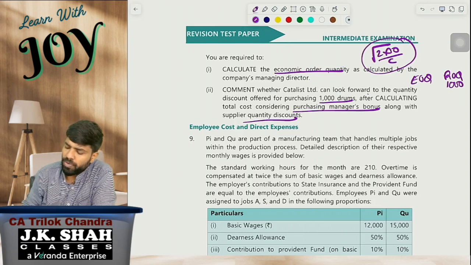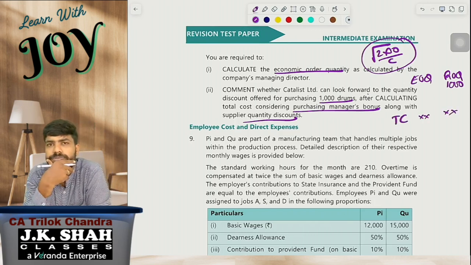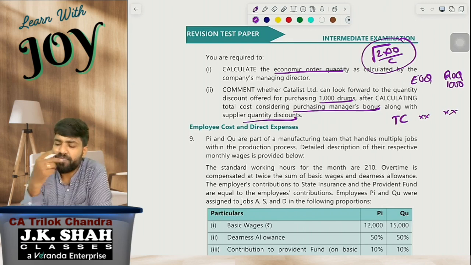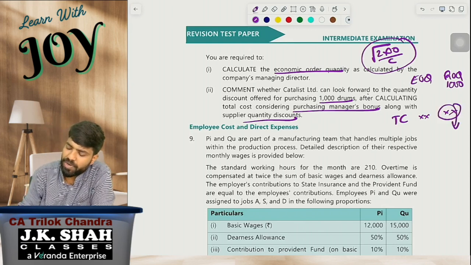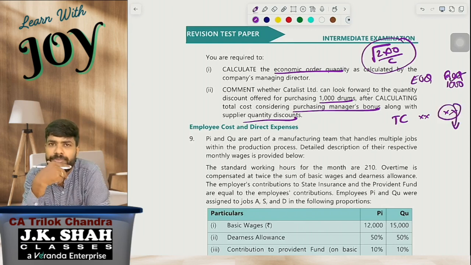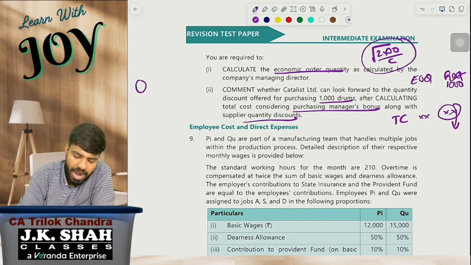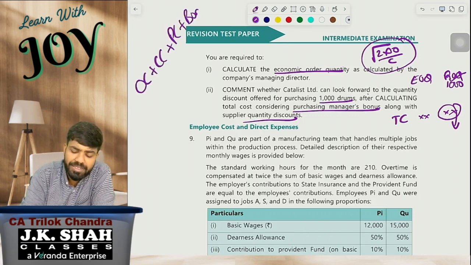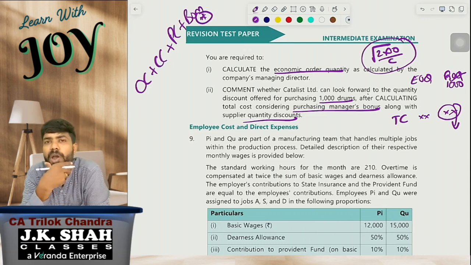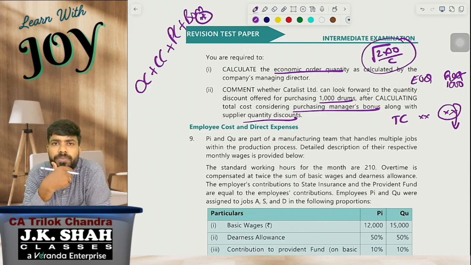Now what we need to do? We need to calculate total cost at EOQ and total cost at ROQ. If ROQ total cost is less, we'll go for the 1000 drums order. Or else we'll continue with the EOQ. In this question, while taking the total cost, we need to consider 4 elements: ordering cost plus carrying cost plus purchase cost plus bonus. This is the additional point. Are you understanding? All of you.